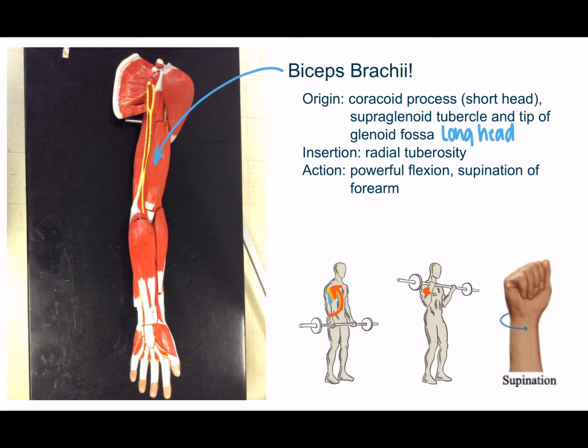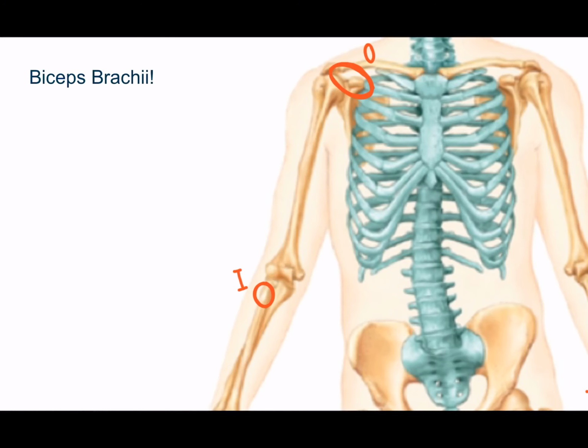It also functions in supination of the forearm, which I like to think of as turning your hand so that you can hold a bowl of soup. So you see how the origin and insertion, it's going to go like that. This is how the fibers are going to run. So when it contracts, it's going to pull up. And that's why you get the bulging muscle that you do when it shortens, and that's why it's right there.